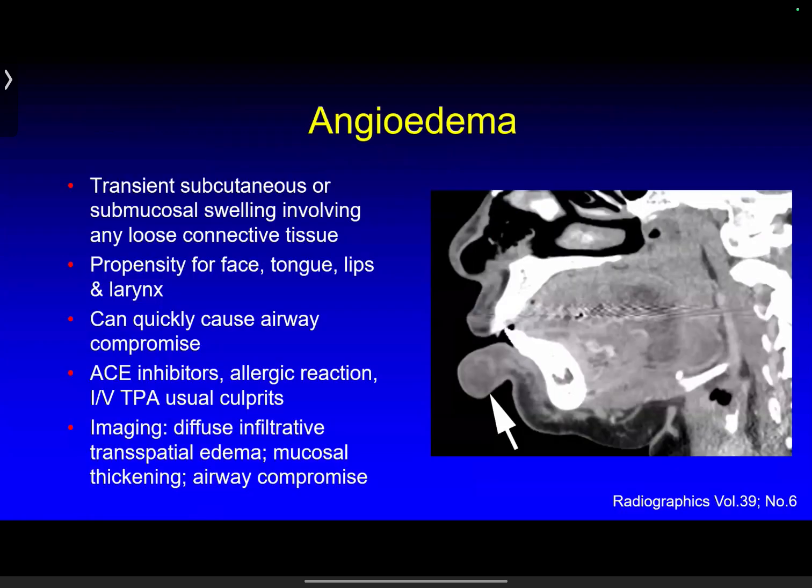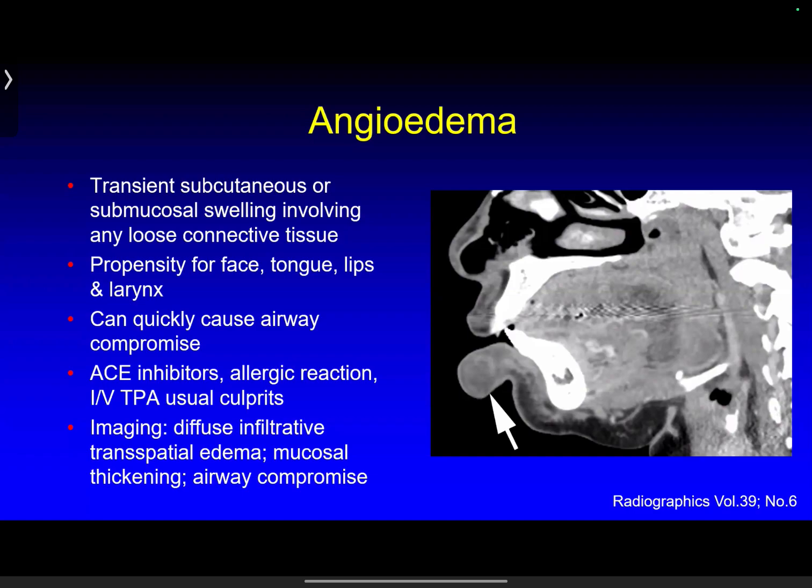Now, angioedema is a transient subcutaneous or submucosal swelling involving any loose connective tissue in the body. But it has a propensity for the face, tongue, lips, and larynx, and that's why we see it quite frequently on our CT necks from the ER. It can quickly cause airway compromise, so particular attention to the airways is warranted. And the classic culprit is ACE inhibitors, but it can be an allergic reaction to anything, or even IV tPA for patients who are treated for stroke, especially in those who are also on ACE inhibitors.